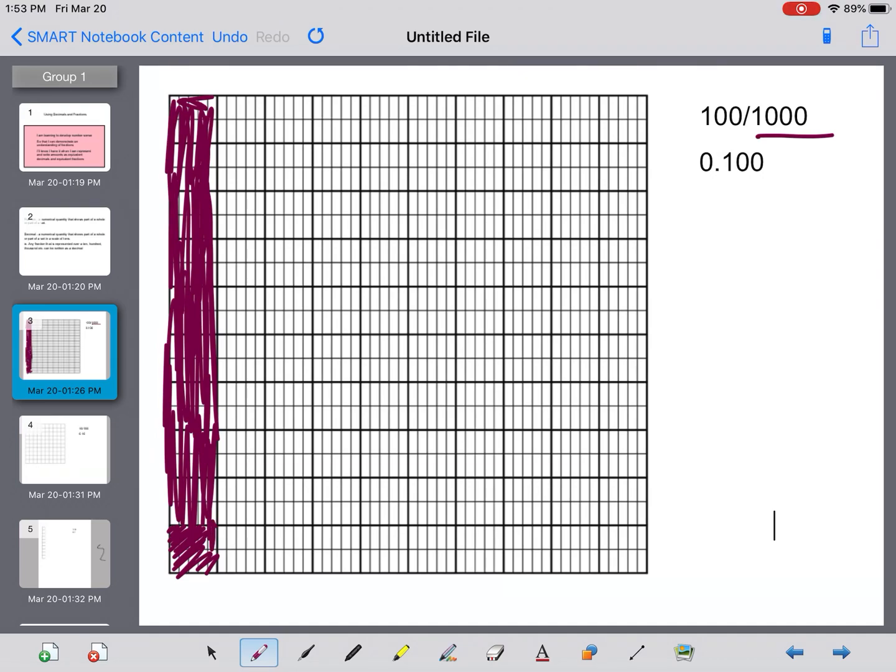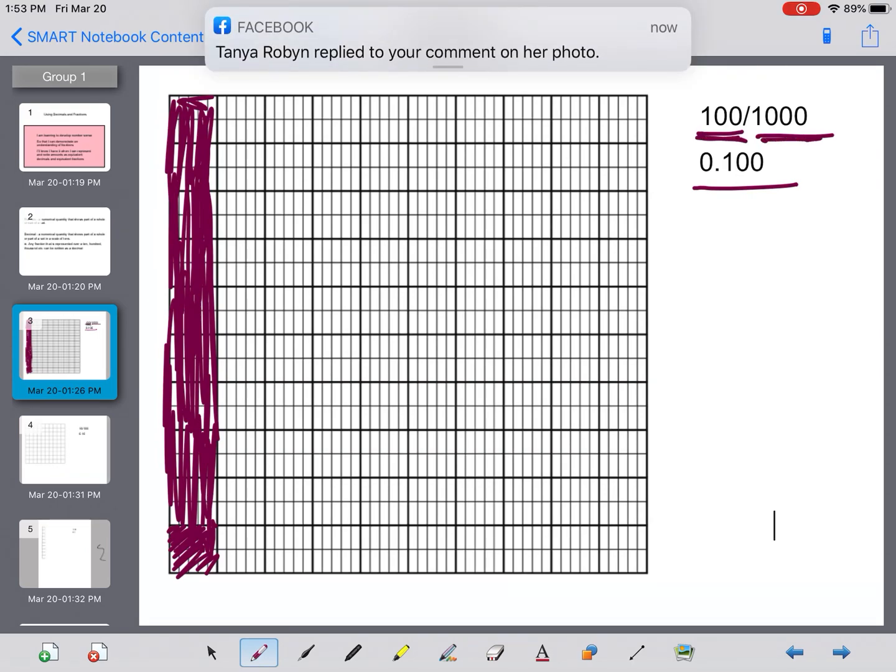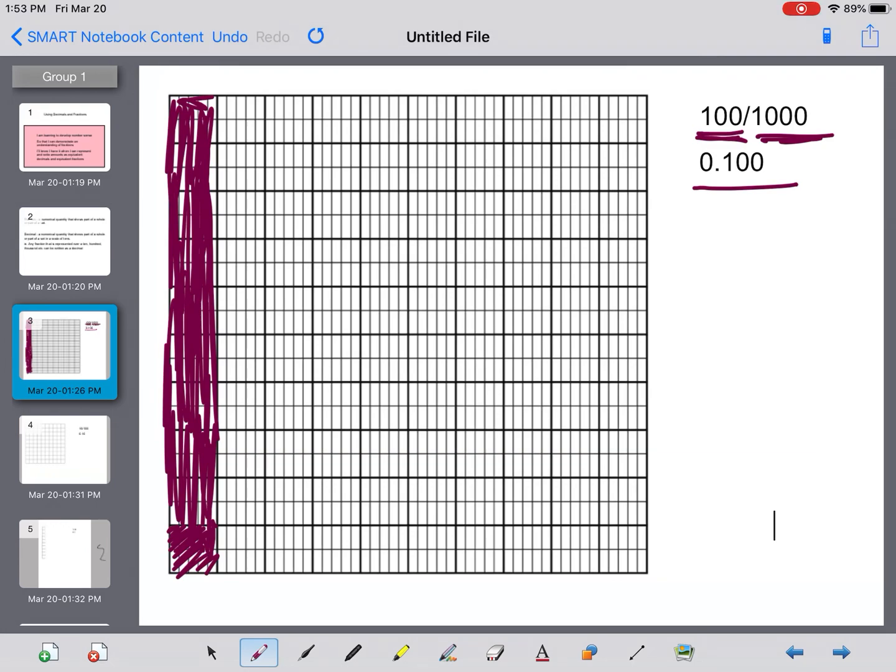Okay, so if we colored in a whole bar like that, we would have colored in 100 little rectangles, which means we've colored in 100 out of 1,000 rectangles. And if you remember from our decimals unit, this as a decimal would look like 100 thousandths, just like that. And the interesting thing is we actually say the fraction and the decimal the same way. So this fraction would be said as 100 thousandths, and our decimal is said as 100 thousandths.